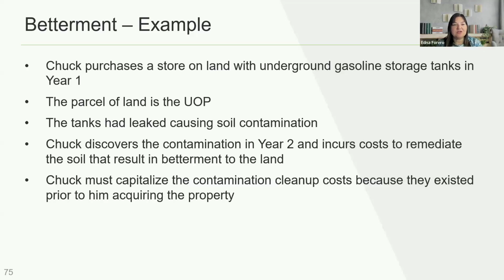If Chuck purchases a store on land with underground gasoline storage tanks in year 1, the parcel of land is the asset. The tanks leaked, causing soil contamination. Then Chuck discovers the contamination in his second year, and he incurs costs to remediate that soil, to make it better. He now has tried to remove that leak. He has bettered the land, bettered the asset. So he has to capitalize the cleanup costs because they existed prior to him acquiring the property.